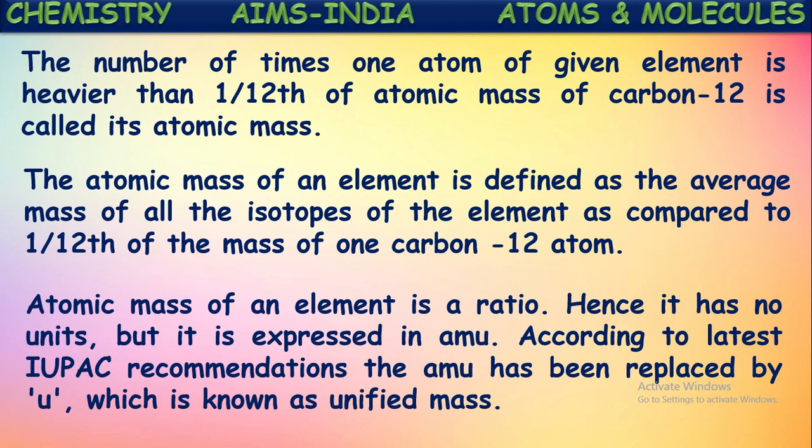According to the latest IUPAC recommendations, the AMU has been replaced by u, which is known as unified mass. As atomic mass is a comparison with 1 AMU, the mass of an atom of an element is compared with the number of AMUs. How many times it is heavier than 1 AMU is said to be the atomic mass of that element. Hence, it has no units. We just write AMU as its unit. AMU is being replaced nowadays with u simply. u represents unified mass.